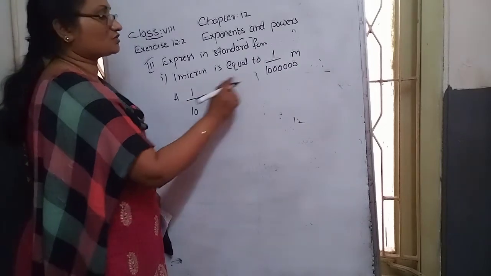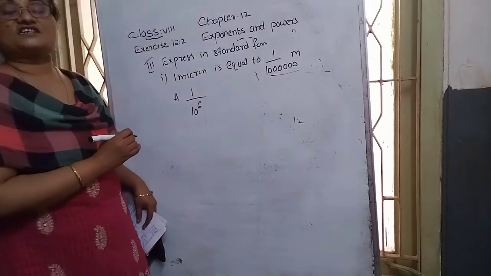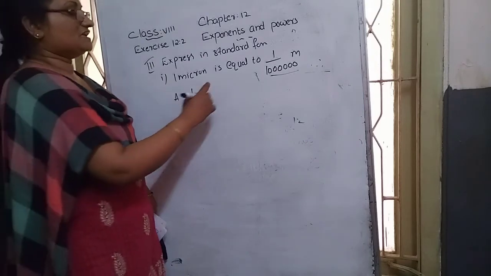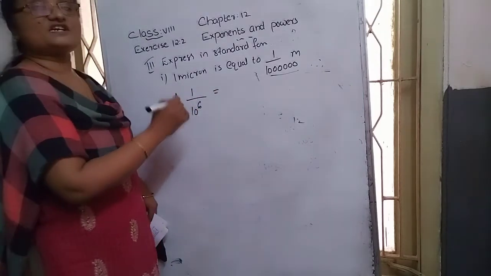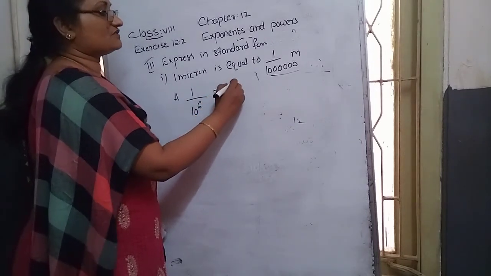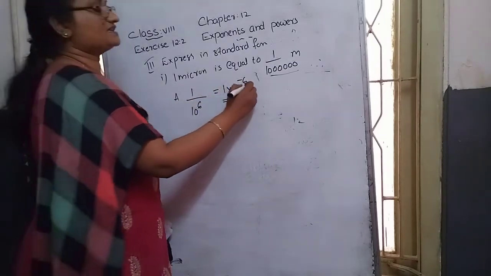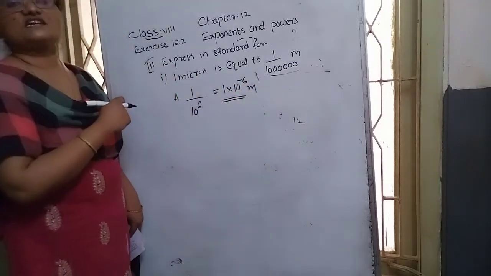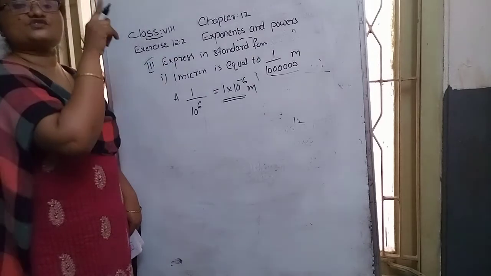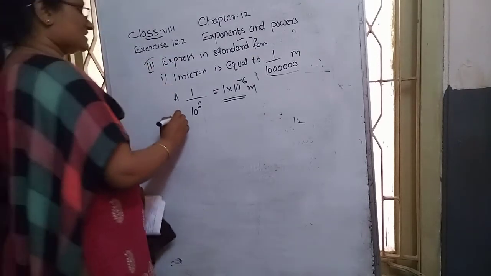How many zeros are there? 6 zeros. 6 zeros means we can write it as 10 power 6. Any power that comes in the denominator goes to the numerator, meaning the positive value changes to a negative value. So 1 into 10 power minus 6 meter. In this way the denominator power goes to the numerator and the positive sign changes to a negative sign.